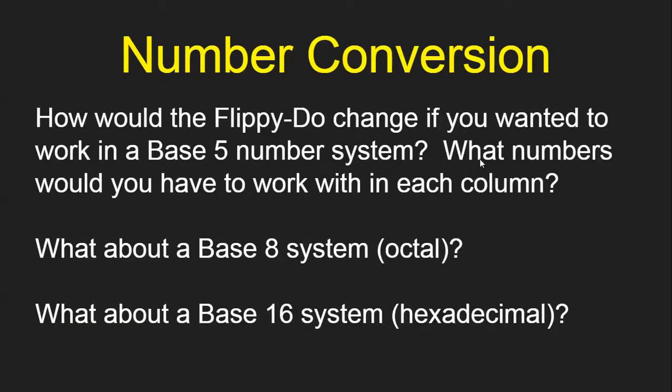Now looking forward in the class, I want you to think about how would that flippy-do change if you wanted to work in a base 5 number system. Which of those numbers in the flippy-do would you have to change, and how would they change? And then again, what numbers would you have to work with in each column? What numbers would you be able to count with in a base 5 system? Eventually, we're going to talk about a base 8 number system, and then really importantly, we're going to talk about a base 16 system called hexadecimal. So this again is just getting you thinking a little bit further down the road about what we're going to be doing in this class.